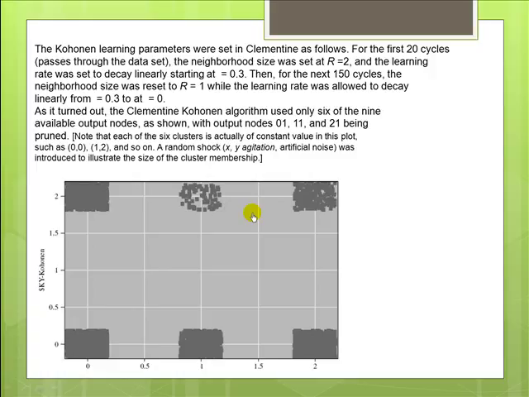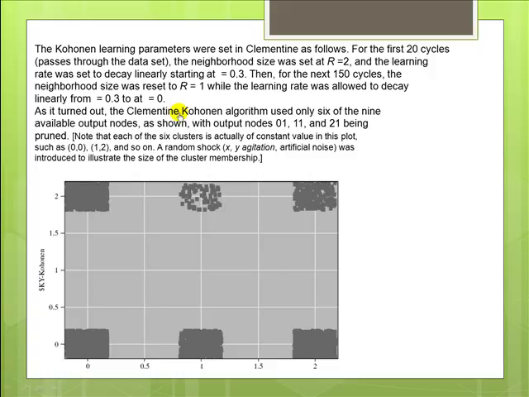And the learning rate was set to decay linearly starting at 0.3. So you have it at 0.3 for the first round of the data, and then you let it decay. Then for the next 150 cycles, remember what we mean by cycles: we run all 3,333 records through this network, and then we do that again, and again, so 20 times. And then we do 150 cycles. In that case, r was set down to 1, and the learning rate was allowed to decay linearly again, from 0.3 to 0.